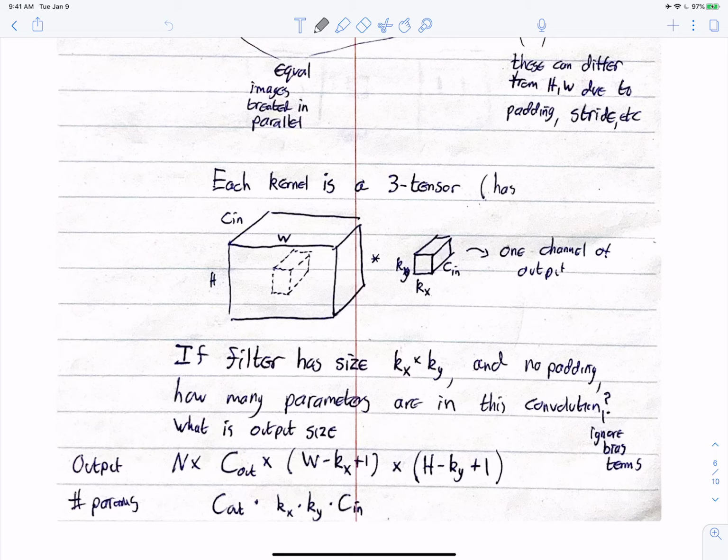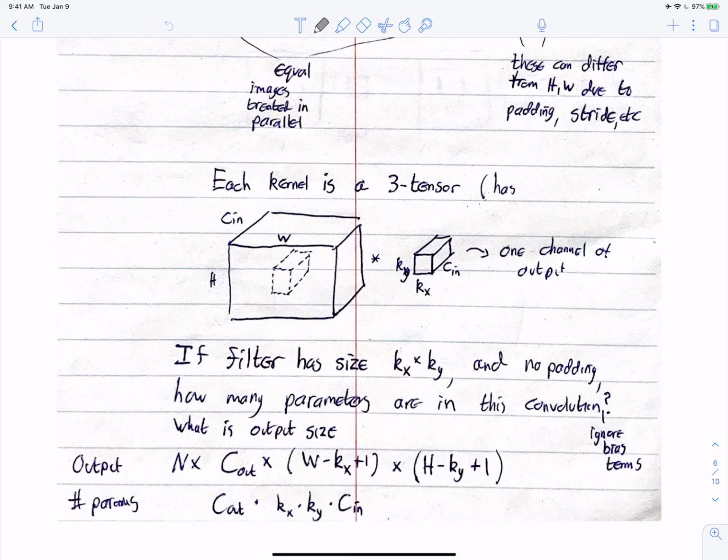The output size is n because each of the images are processed in parallel. C out is a user specified value, and that sets that first component if we're zero indexing. Then, how wide is the image? If I have a filter of width kx and an image of width w, there are w minus kx plus 1 positions horizontally where I can place the filter. And there are h minus ky plus 1 positions vertically. And so my output will be this size.